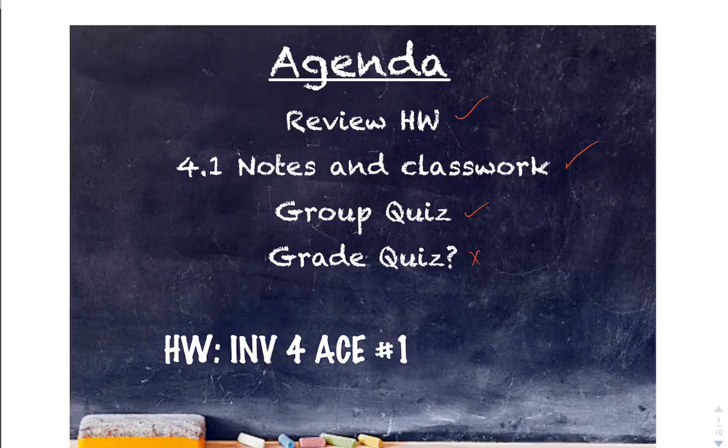Okay, your homework is Investigation 4, ACE question number 1. It should be in the basket when you came into the classroom. It's a half sheet, and the questions are already set up for you, ready to go. Okay, so that's your homework.